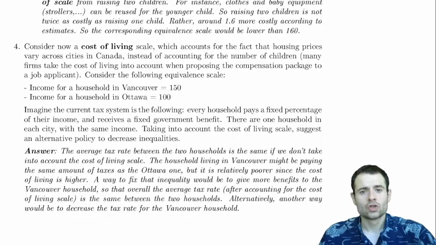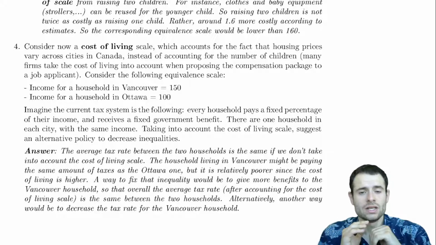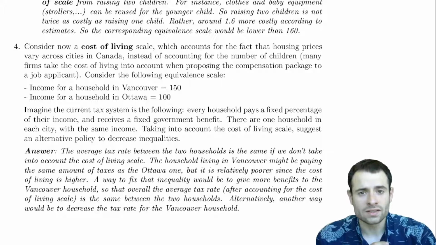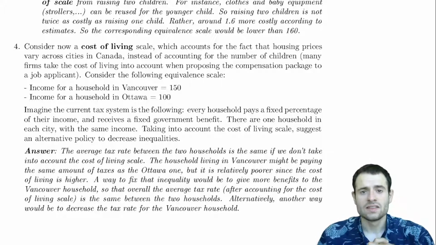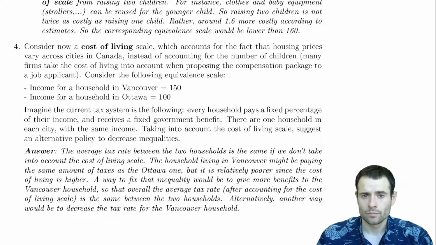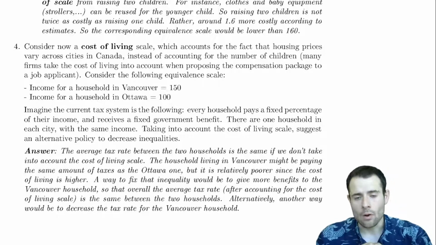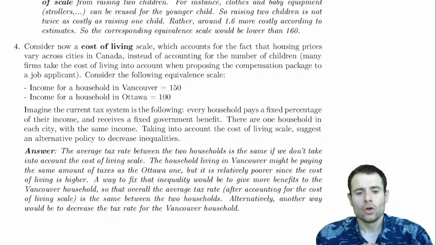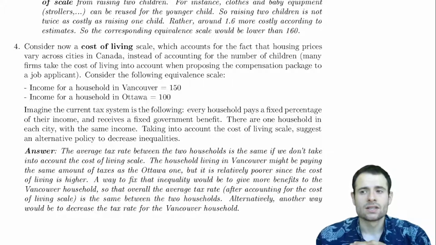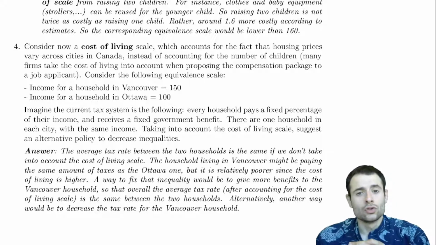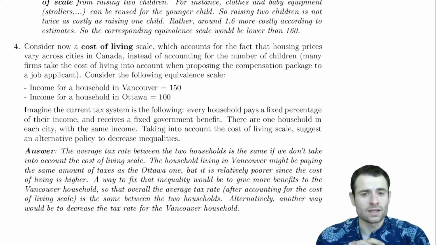That would be a way to not impact households too much and in fact decrease inequalities. Here the inequalities are coming from the fact that these households live in different cities with different costs of living. They earn the same amount of money in the first place. Now, this is not something that governments like to do, and this is not something they do in practice.